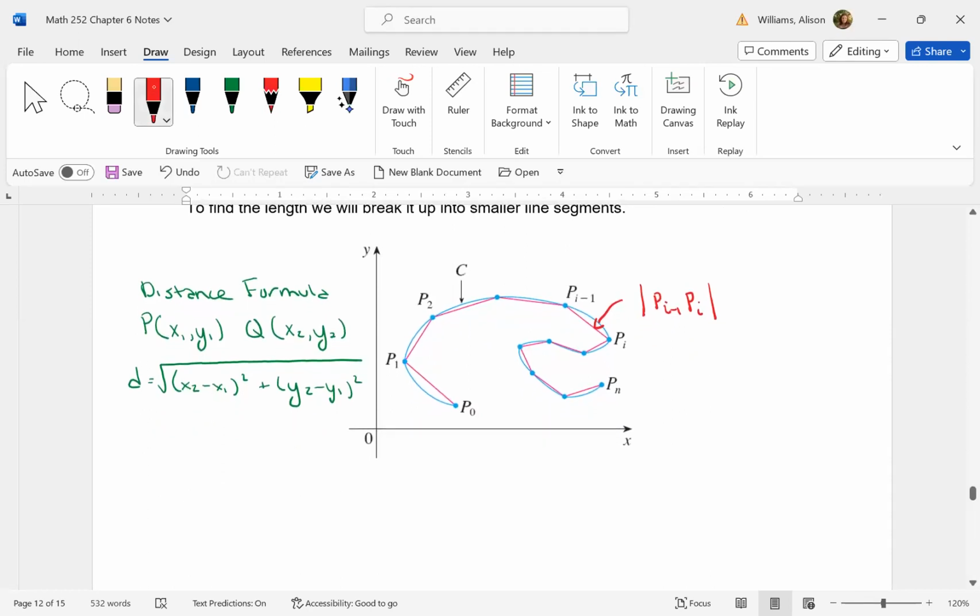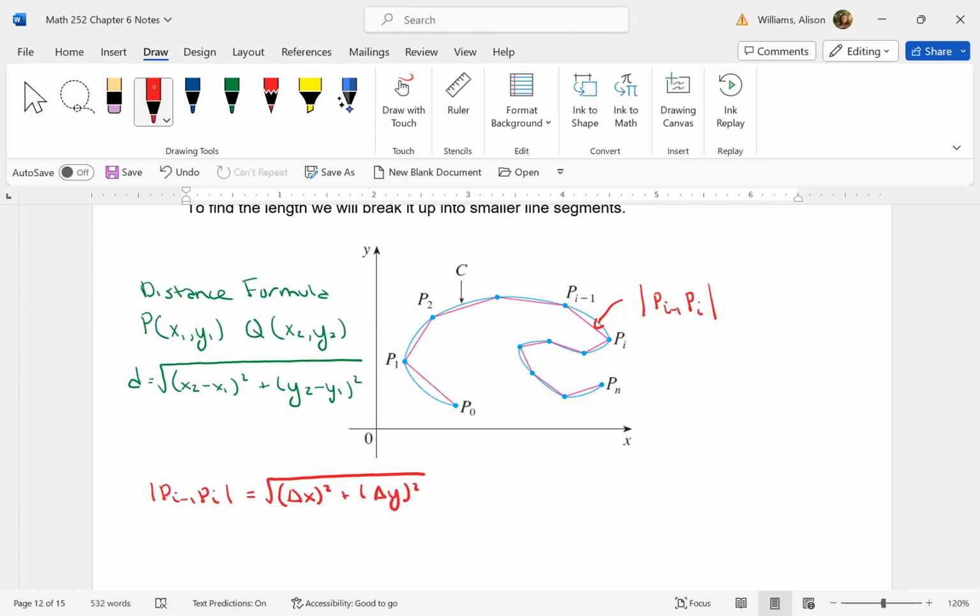Okay, so if I wanted to use the distance formula to do this, P sub i minus 1 to P sub i, that line segment can be found using the formula, but rather than using ordered pairs, I'm going to call the difference in the x's delta x. And then the difference in the y's is delta y.